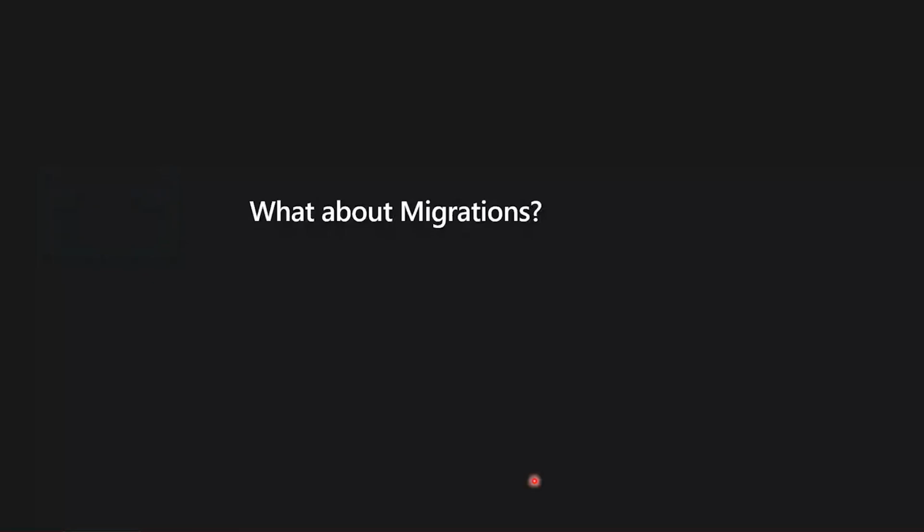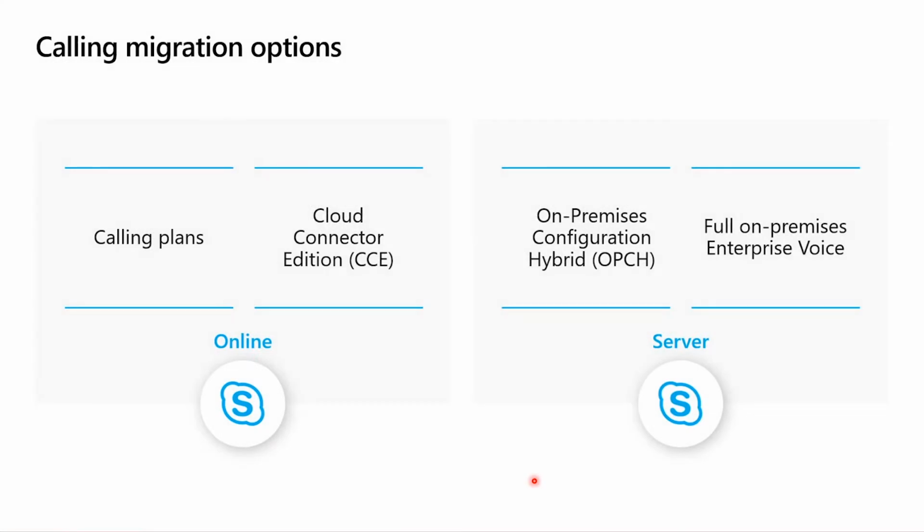Okay. What about migrations? You're coming from an on-premises environment or an online environment using Skype for Business. You need to migrate. What are your choices? In Skype for Business Online, you may already be using Microsoft Calling Plan, where Microsoft is your PSTN dial tone provider. Or you may have configured Cloud Connector Edition, CCE, where we have this virtualized environment, generally with a session border controller on premises, connecting you to a SIP trunk.